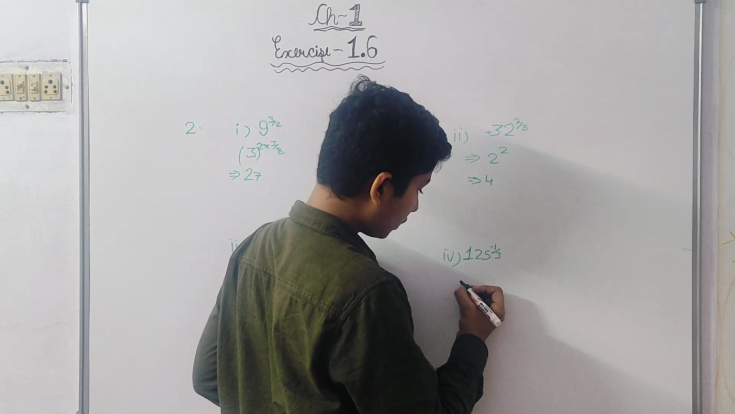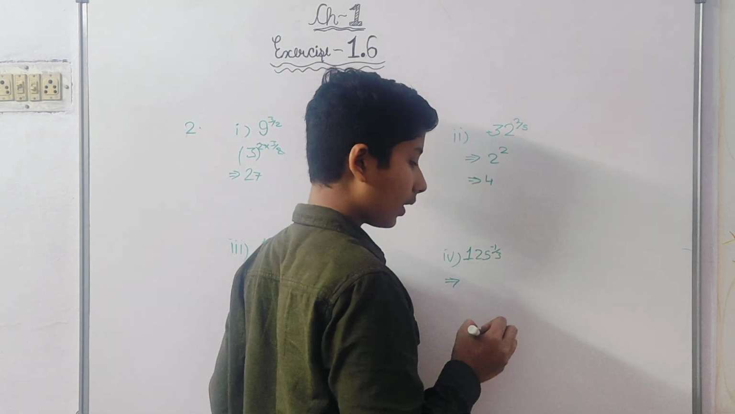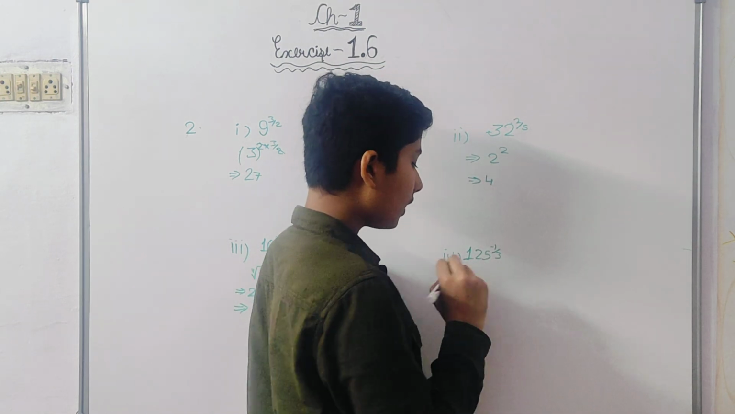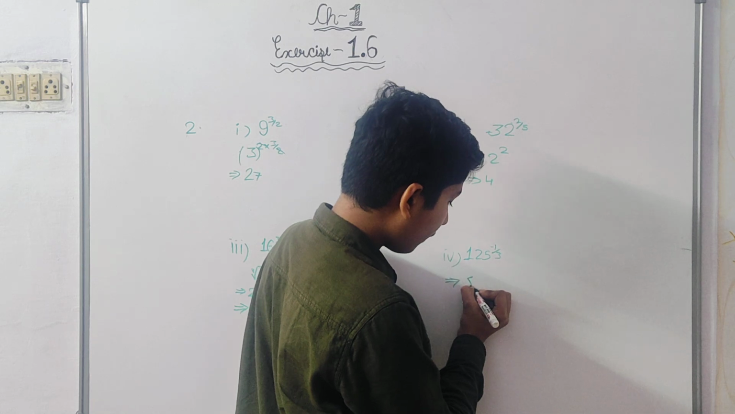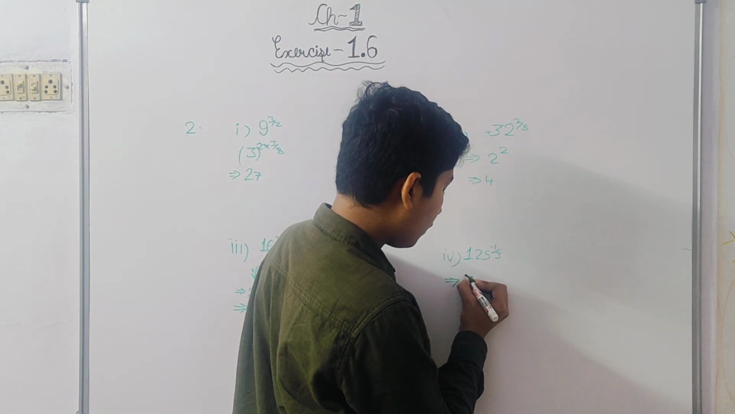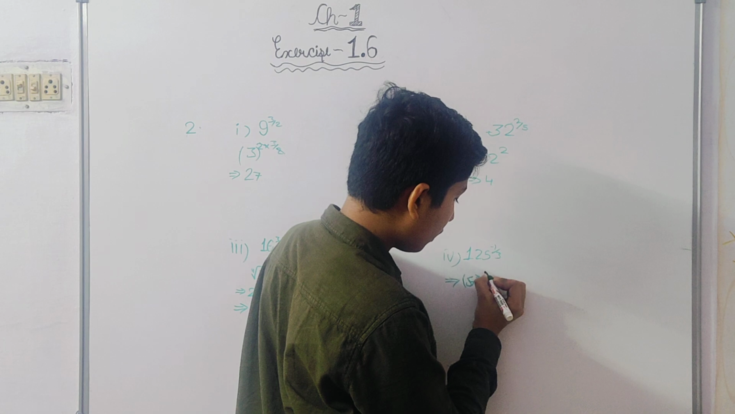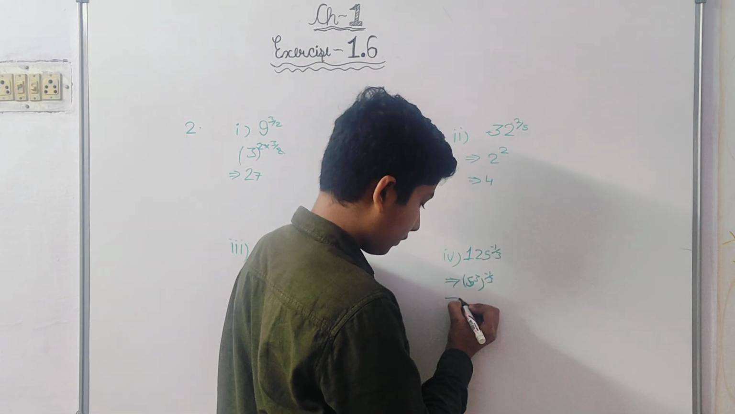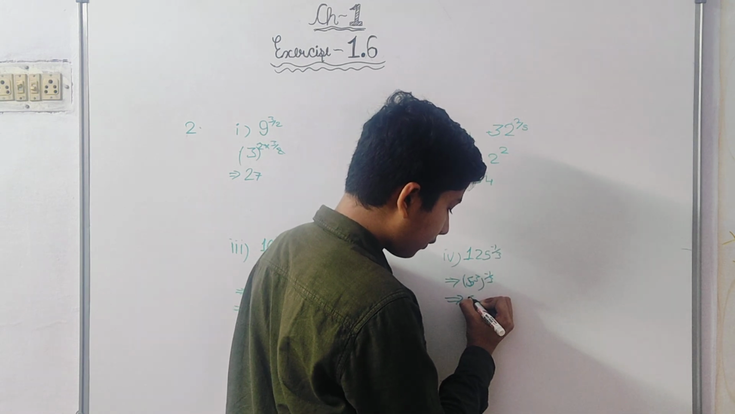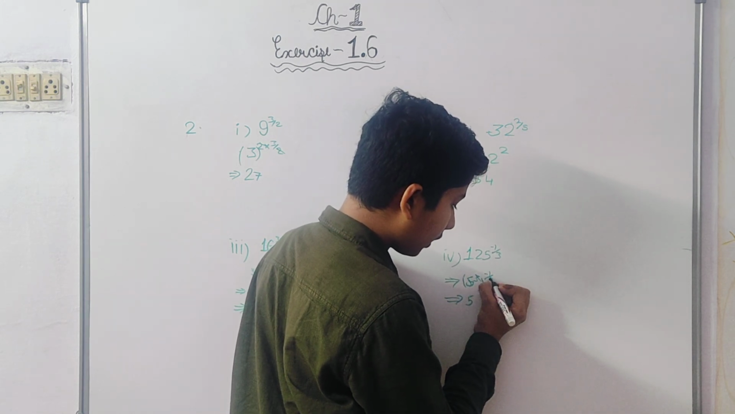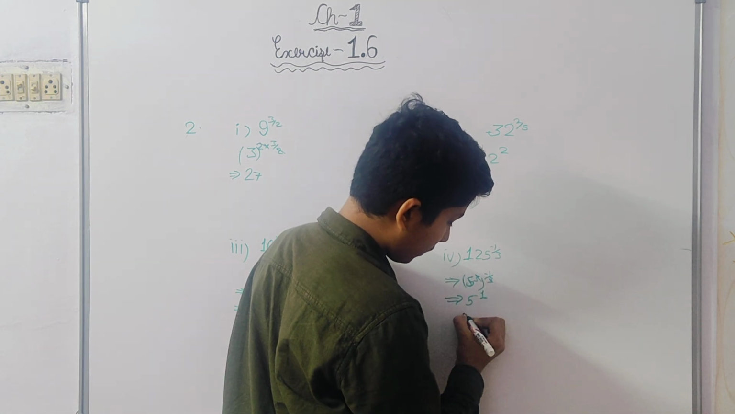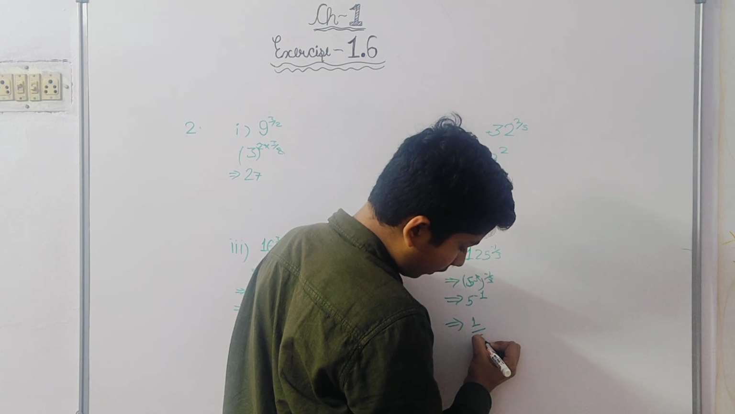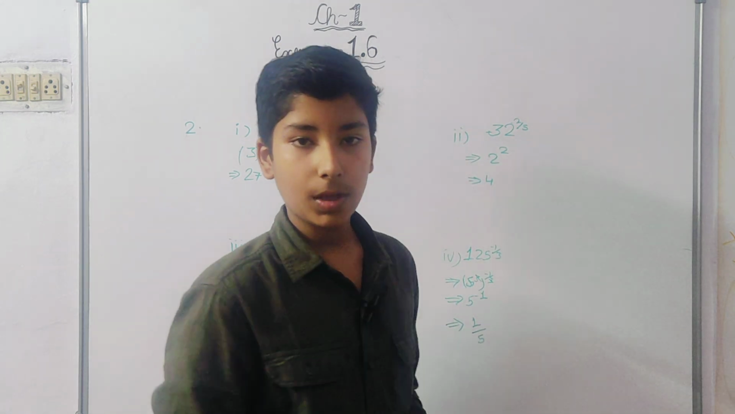Now this one is a long question: 125 to the power minus 1 by 3. It can be written as 5 to the power 3, to the power minus 1 by 3, because 125 is the cube of 5. So the 3 gets cancelled. 5 to the power minus 1. I have told you, it would be the reciprocal of 5, means 1 by 5, which is our answer.